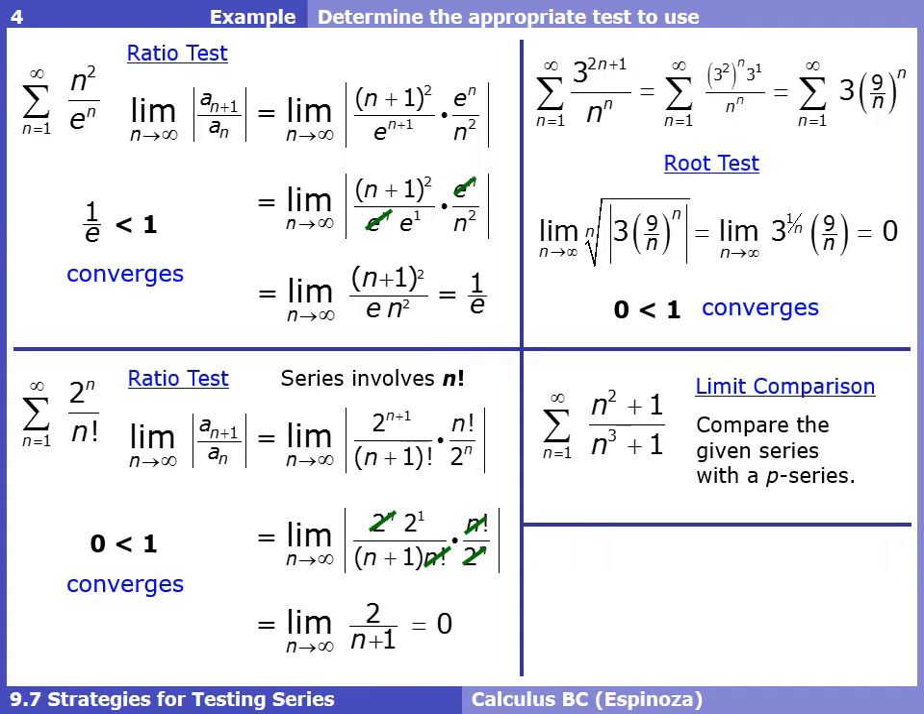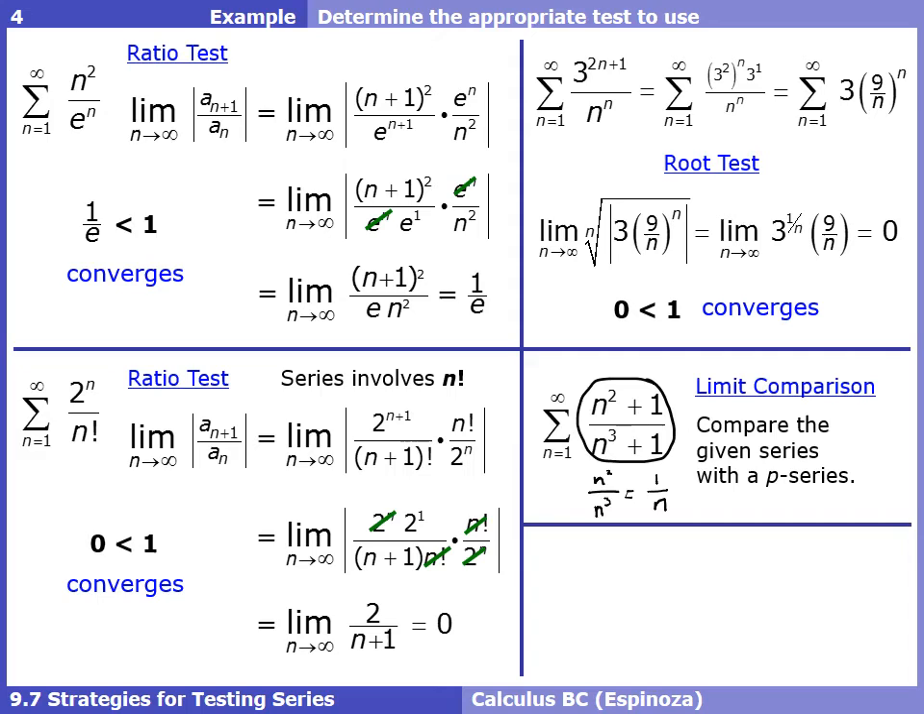If you want to jot this in, just realize in the top, really all that matters is n squared. In the bottom, all that really matters is n cubed. And of course, if we simplify that, that's just really 1 over n. So we're going to compare this series to the harmonic series 1 over n.